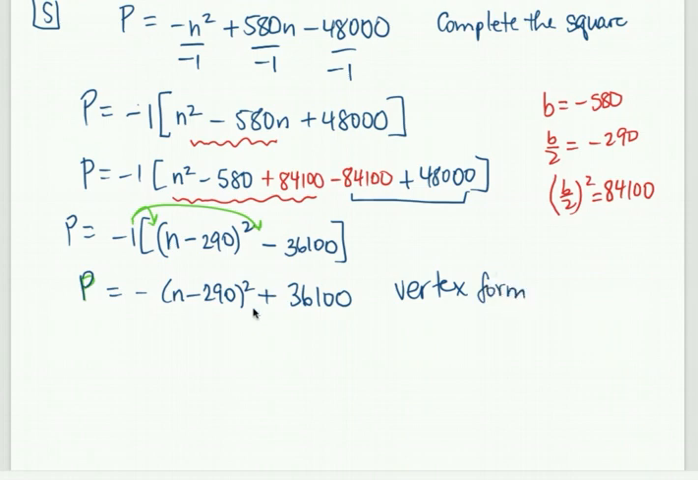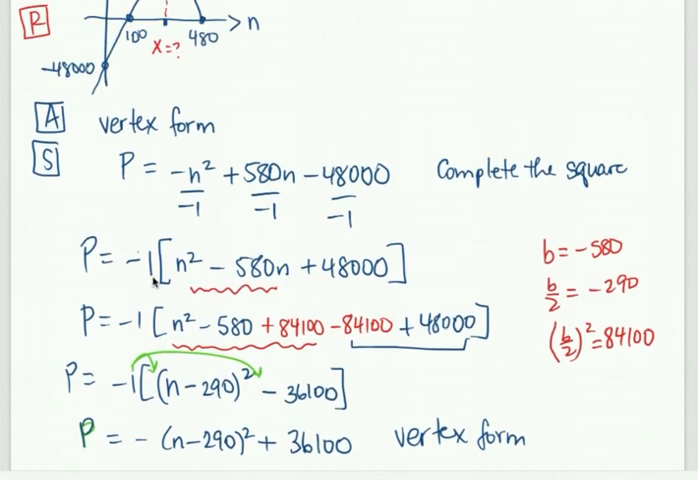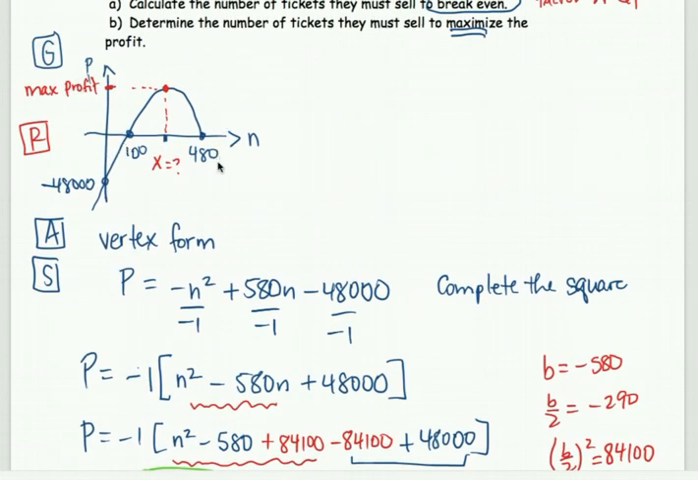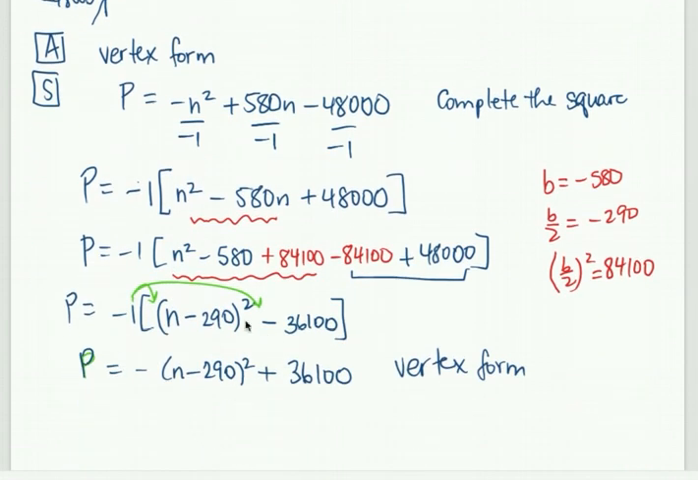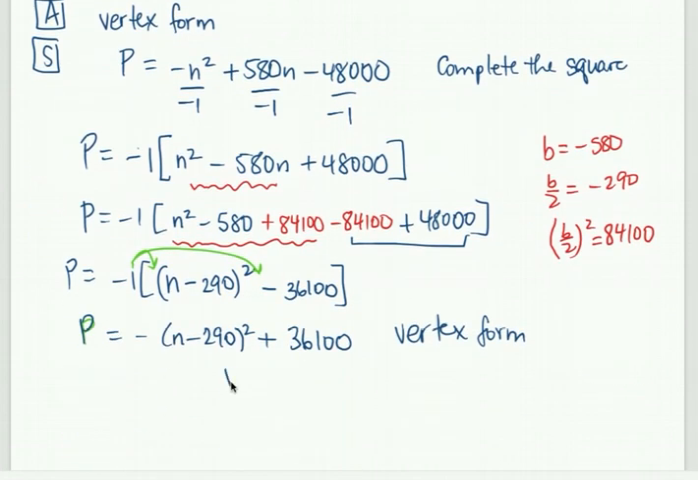And again, we need to do that because we're trying to find the max profit. Even though we have an equation that looks like this and an equation that looks like that, if we graph them both, they would have the same shape. They would be the exact same graph. But when we have it in vertex form, we can actually find the value of the vertex. So let's actually pop that out.